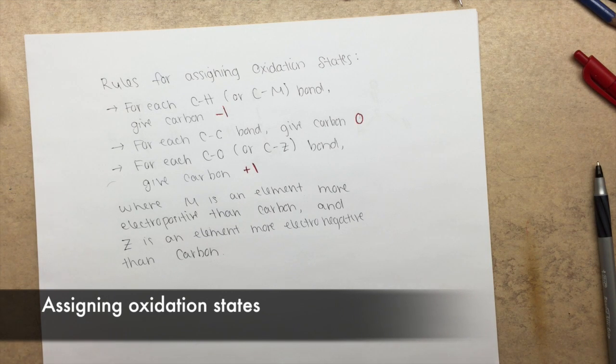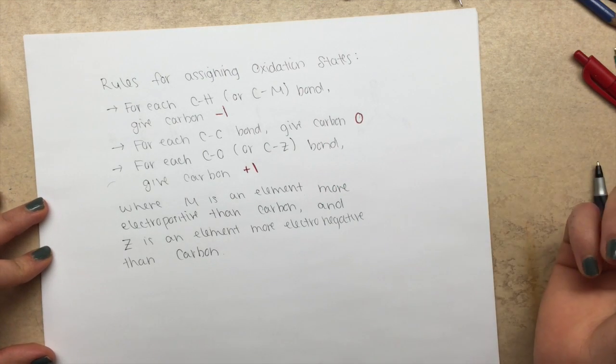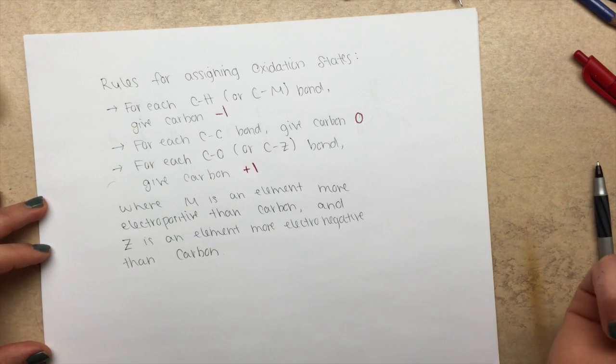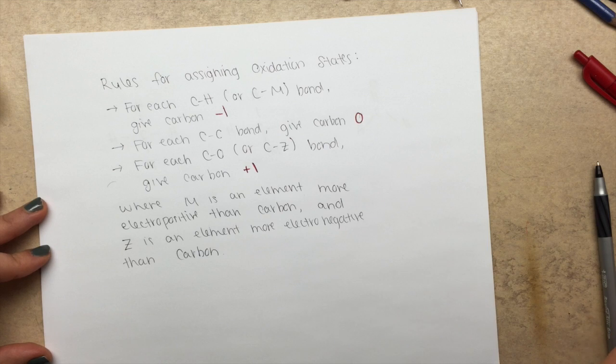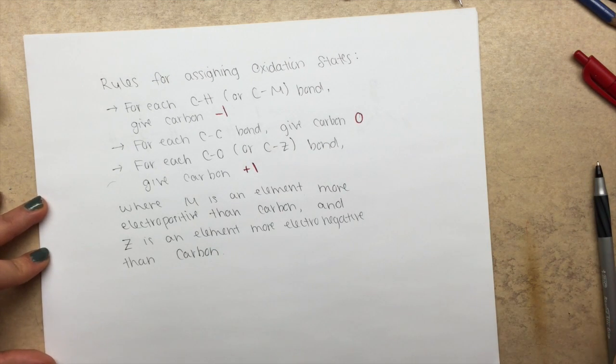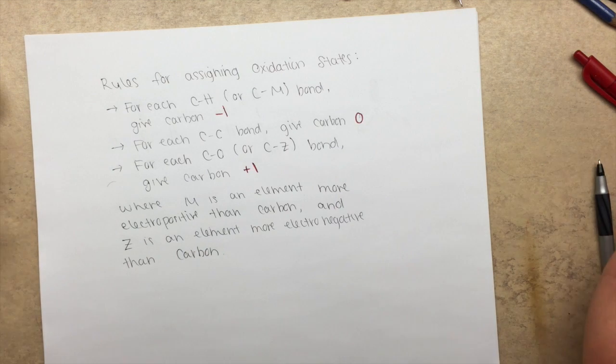For each carbon-hydrogen bond, or carbon-M bond, like a metal, you give carbon a charge of -1, because carbon is the more electronegative atom. It's going to be stealing those 2 electrons, which gives it 1 more electron than it's used to, so it gets a charge of -1. For each carbon-carbon bond, carbon is given a charge of 0, because the bond is nonpolar and the electrons are shared evenly between the 2 atoms. Each atom gets 1 electron, which is what carbon is used to getting from a single bond.